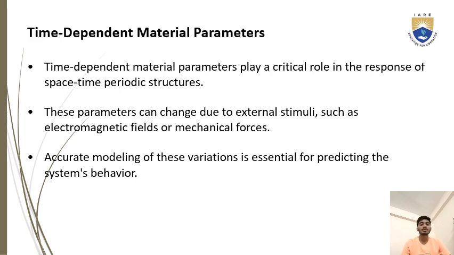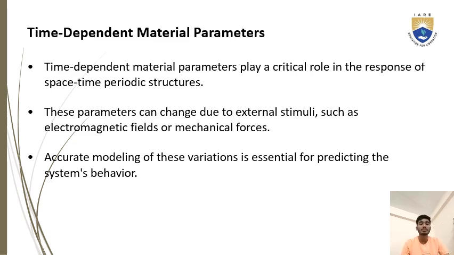Time-dependent material parameters. Types of time-dependent material parameters. Viscoelastic parameters describe the time-dependent behavior of materials that exhibit both viscous and elastic properties. Creep compliance describes the time-dependent deformation of materials under constant stress. Relaxation modulus describes the time-dependent decrease in stress under constant strain. Dynamic modulus describes the time-dependent behavior of materials under oscillatory loads.